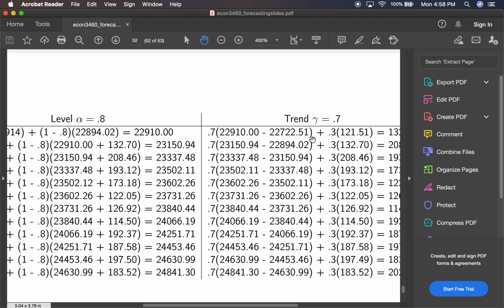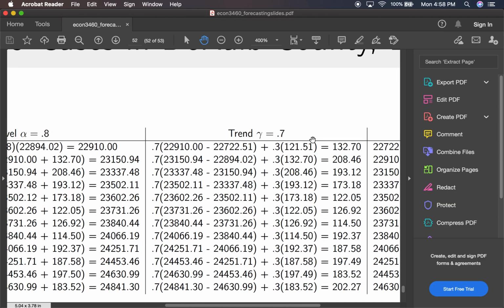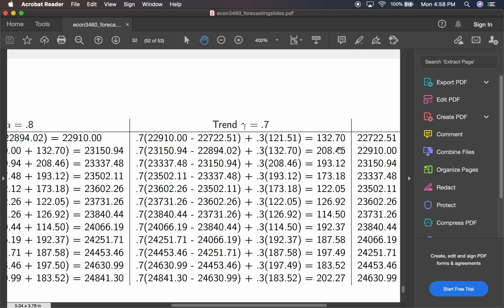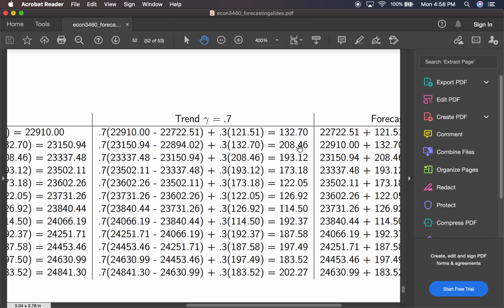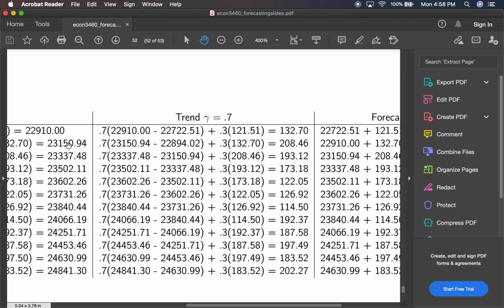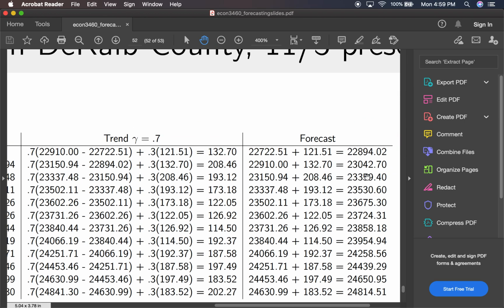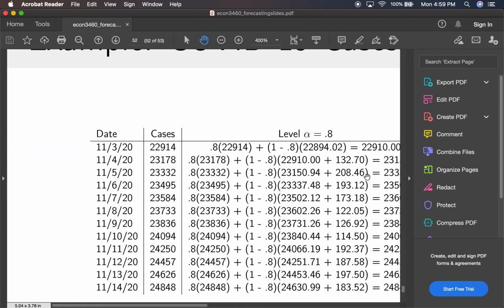Take the difference between the levels here, and we get the old trend here. And I make a new trend. So difference in levels, old trend. How do I make the forecast? Take the level that we estimated, take the trend, add it together. I predict 23,359.40 going into the 5th.